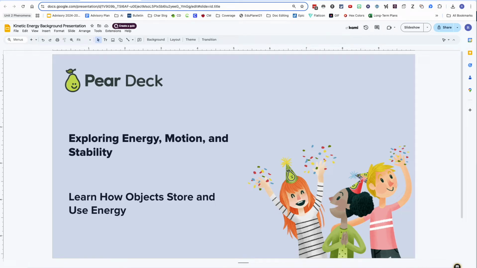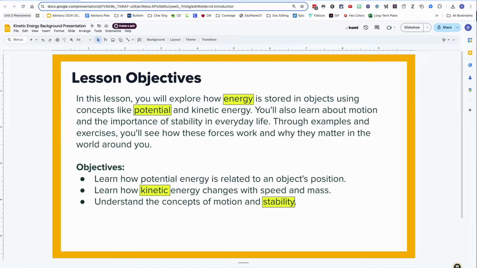Exploring energy, motion, and stability. Learn how objects store and use energy. Lesson objectives. In this lesson, you will explore how energy is stored in objects using concepts like potential and kinetic energy. You'll also learn about motion and the importance of stability in everyday life. Through examples and exercises, you'll see how these forces work and why they matter in the world around you.